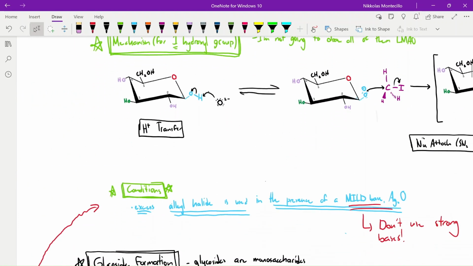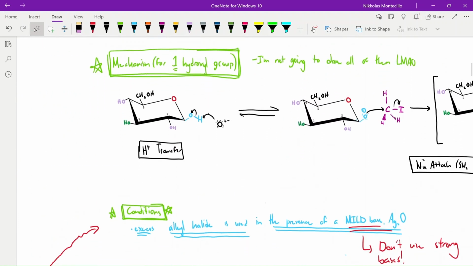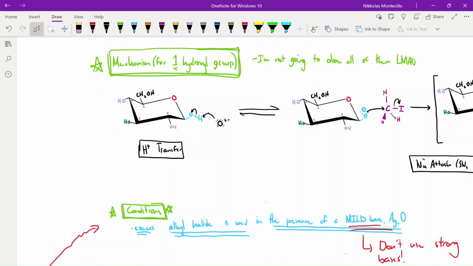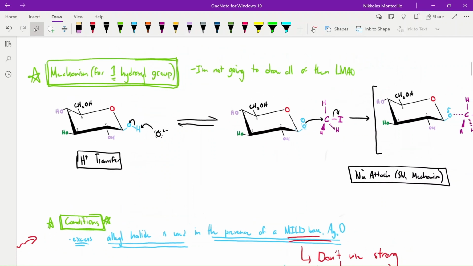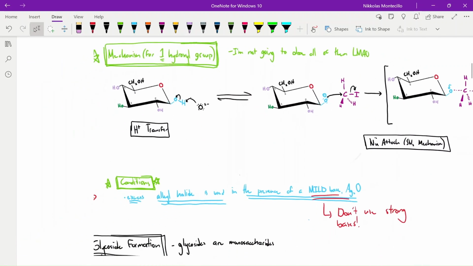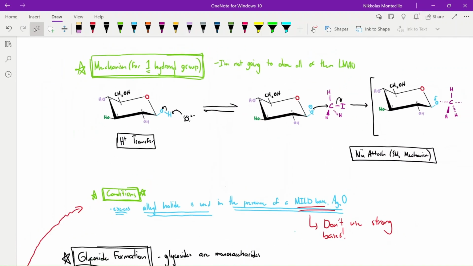So we can see here in general that the general condition is that there's an excess of alkyl halide used in the presence of a mild base, such as Ag2O. We're trying not to use strong bases.